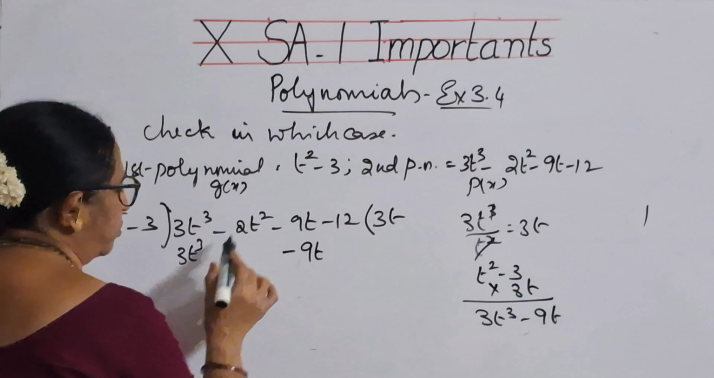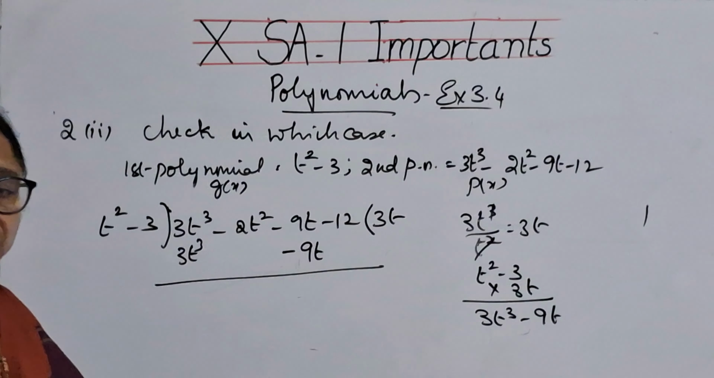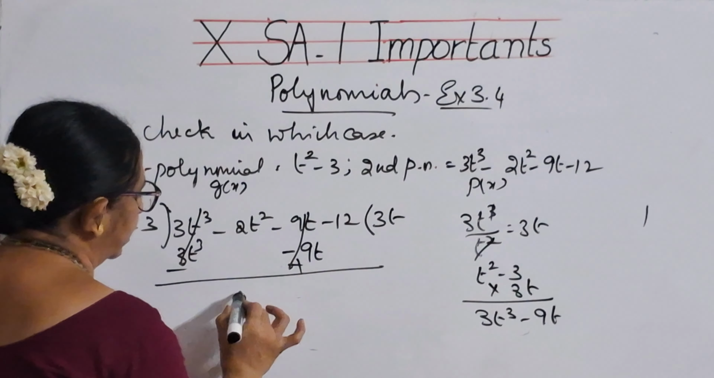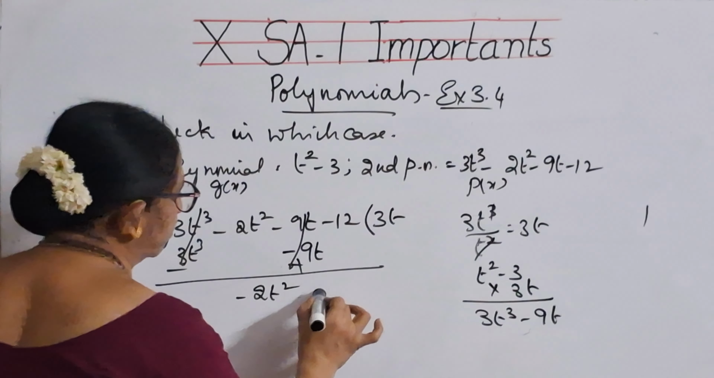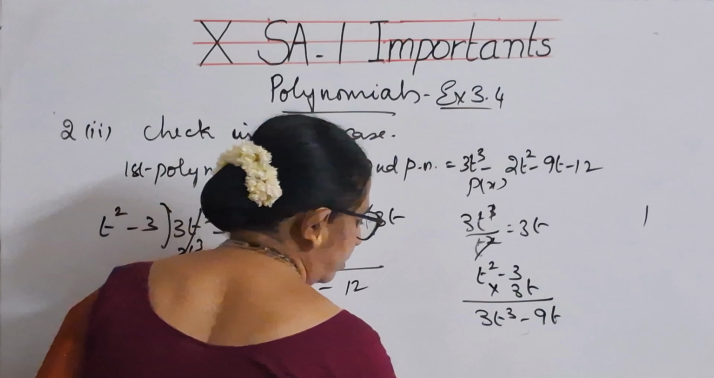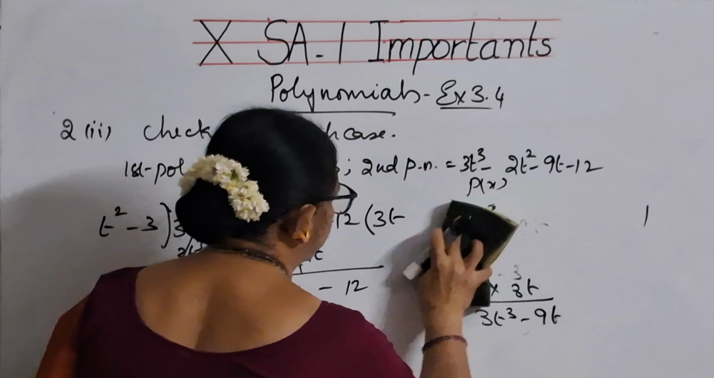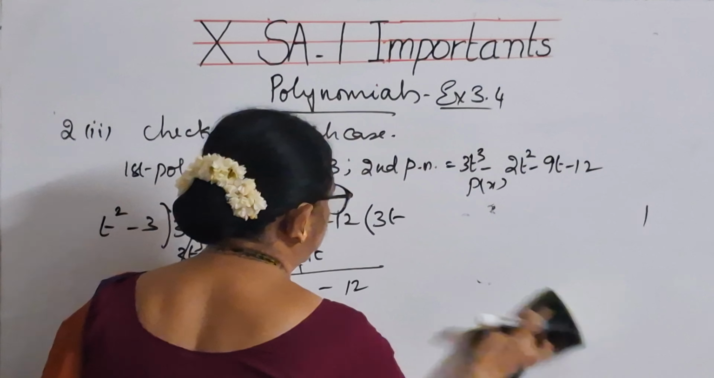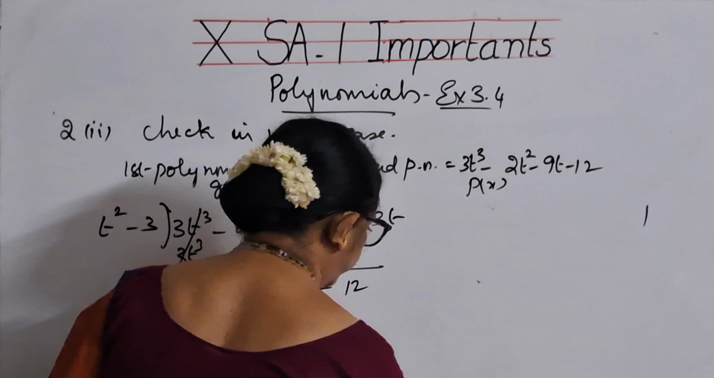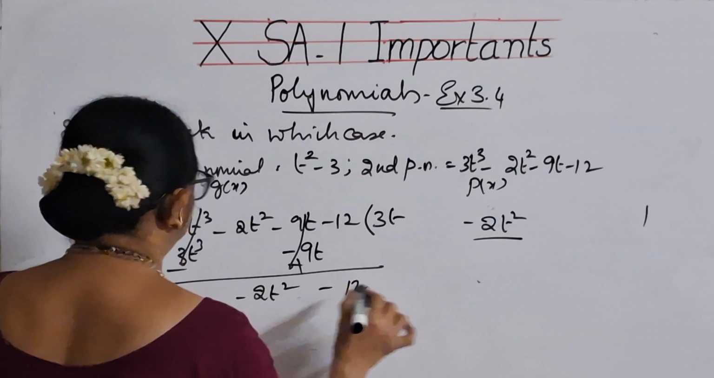Below t you have to write this. Don't write it apart under t square because always like terms together. Remember that, children, in your lower classes you have learned. Minus and plus, this and this will get cancelled. You have got minus 2t square minus 12. So again, what you need to do, again the division part. That is, take minus 2t square and divide it by t square.